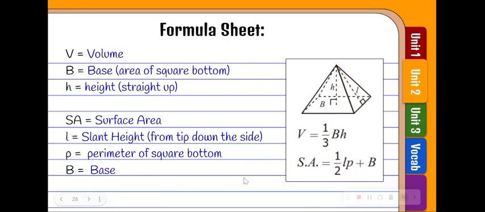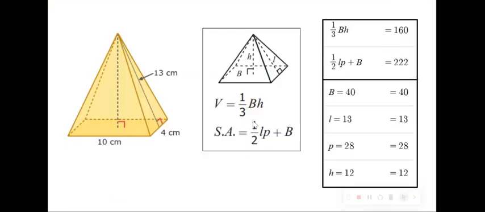Okay, so now let's look at a practice problem. Oh, I'm going to skip here, and then we'll go to cone next. So we have this pyramid. It's 10 centimeters wide, 4 centimeters deep. We have the slant height, 13 centimeters. This is an example where we are missing that height.